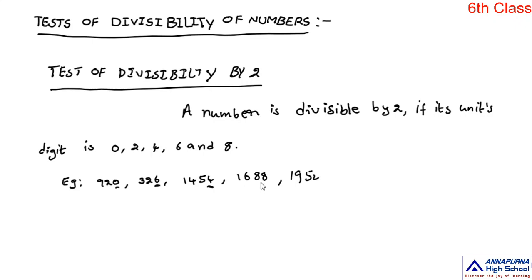1688. What is the units place in this number? 8. That's why the number is divisible by 2. 1952. What is the units place in this number? 2. 1952 is also divisible by 2. These numbers are divisible by 2.